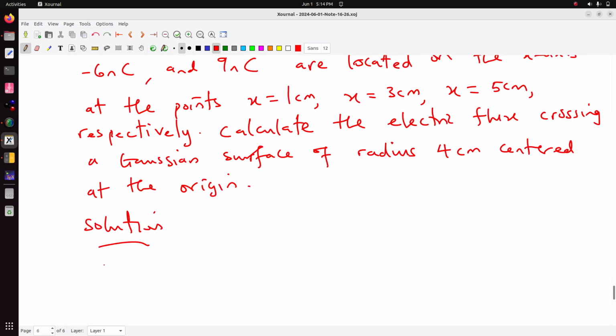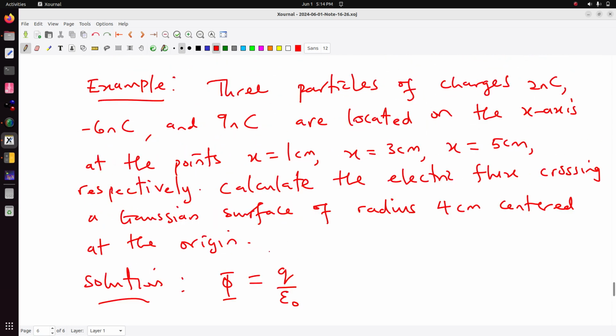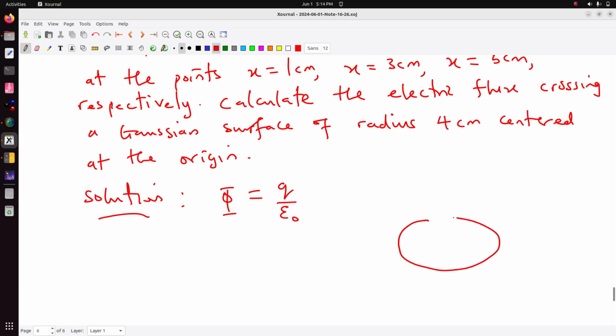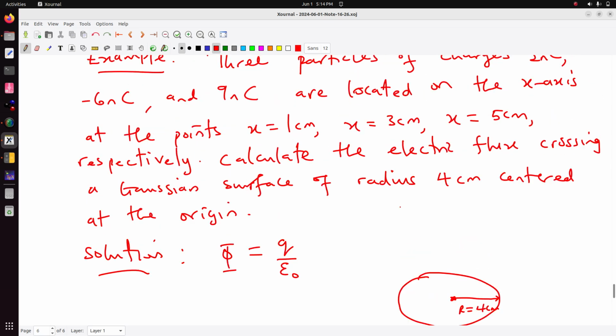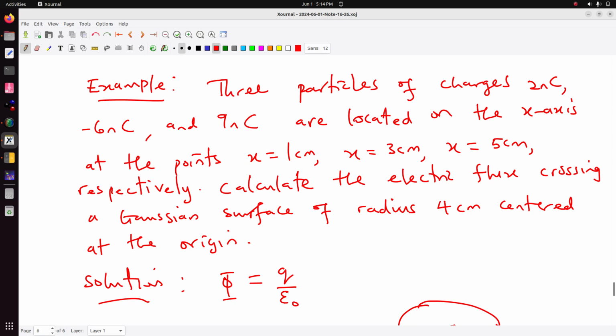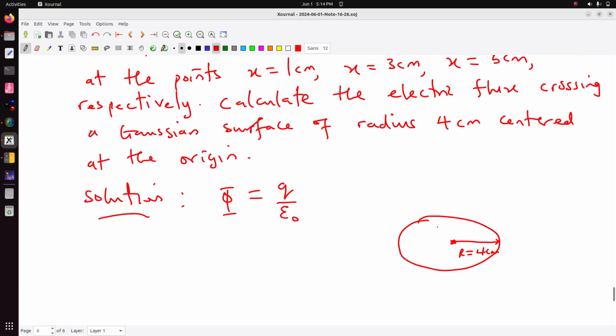The question is very simple. To calculate the flux, Gauss's law states that it is the total charge on the surface divided by epsilon naught. Let's take this as the surface, with a radius of 4 centimeters. The first charge is 2 nanocoulomb at 1 centimeter, so it is within 4 centimeters. The surface encloses the first charge.